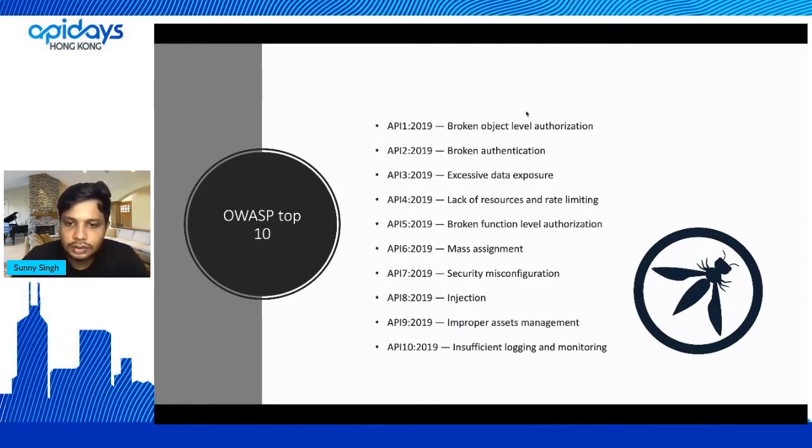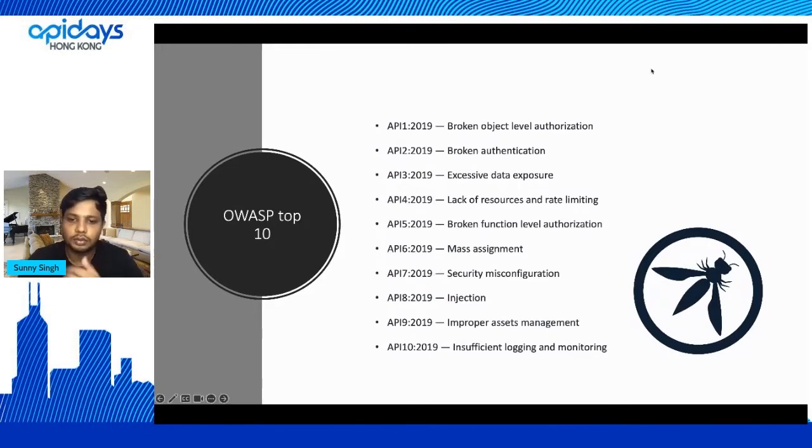The next one is lack of resources and rate limiting. This is kept at the fourth place, and basically an attacker can leverage it if there is no rate limiting implemented to carry out DoS or DDoS kind of attacks, right? So it basically brings down your server, and it may end up in business loss, right?